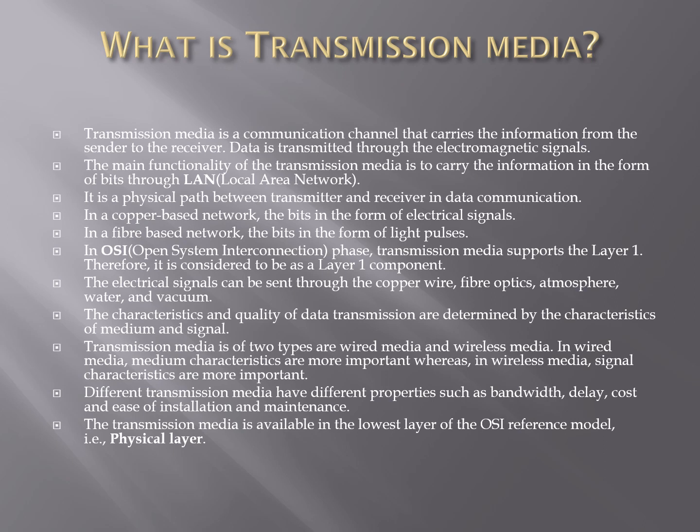The characteristics and quality of data transmission are determined by the characteristics of the medium and signal. Transmission media is of two types: wired media and wireless media. In wired media, medium characteristics are more important, whereas in wireless media, signal characteristics are more important. Different transmission media have different properties such as bandwidth, delay, cost, and ease of installation and maintenance. The transmission media is available in the lowest layer of the OSI reference model, that is the physical layer.